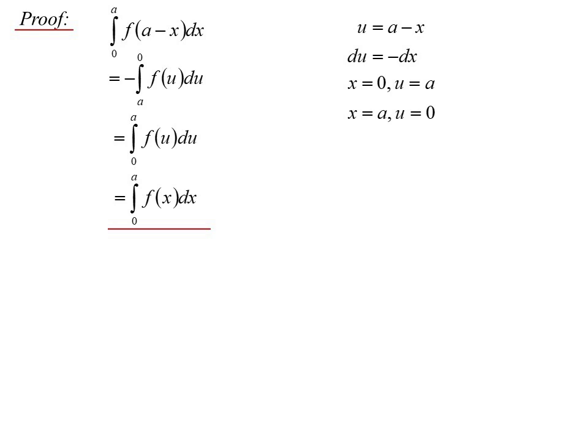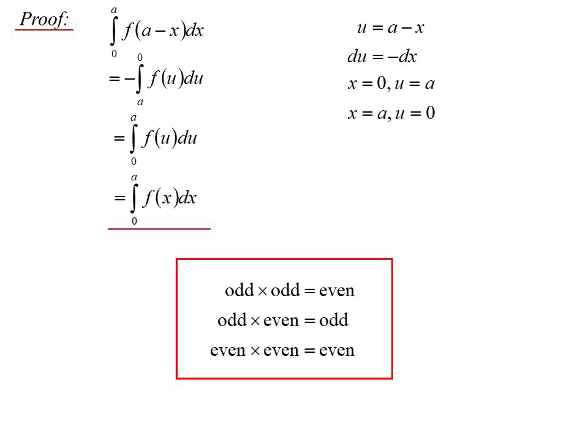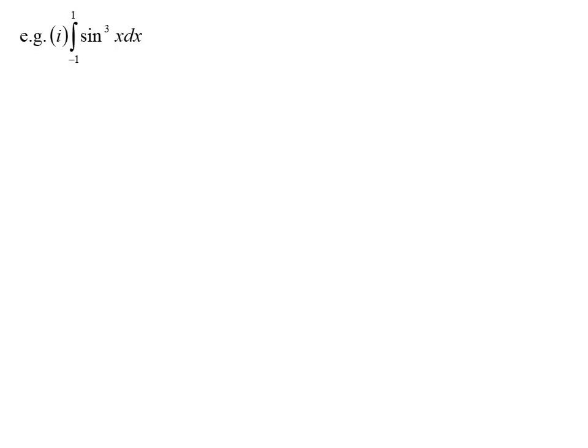All right, and keep in mind this, when you're looking at functions multiplied together, if they're the same type of function, so they're both odd or they're both even, you end up with an even function. If they're different types of functions, so one's odd, one's even, you end up with an odd function. But when we get something like this, then that's when that idea becomes useful.